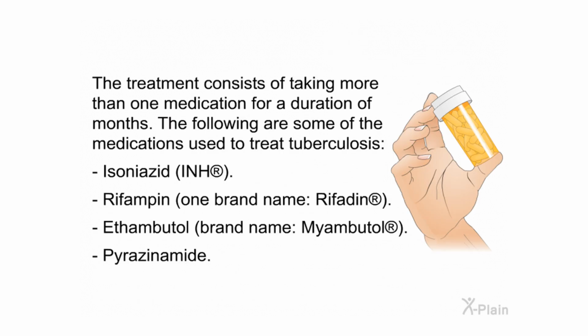The treatment consists of taking more than one medication for a duration of months. The following are some of the medications used to treat tuberculosis: isoniazid, INH, rifampin, one brand name Rifadin, ethambutol, brand name Myambutol, pyrazinamide.